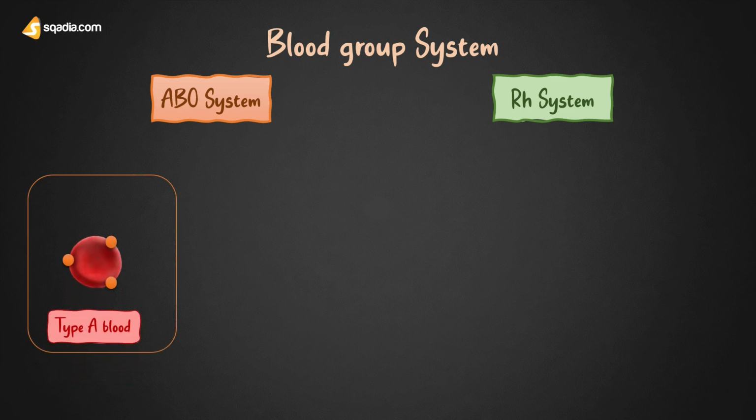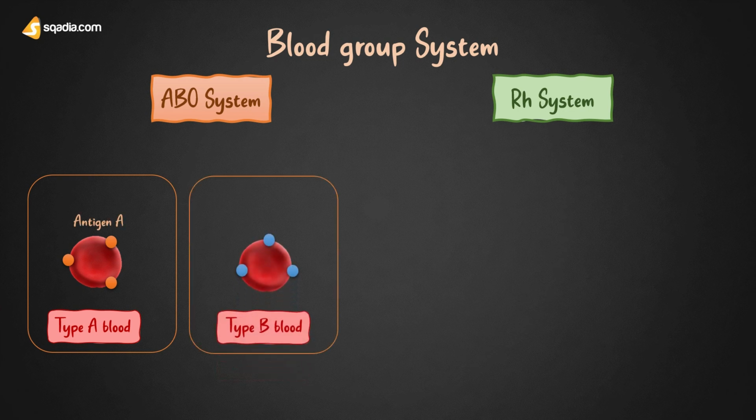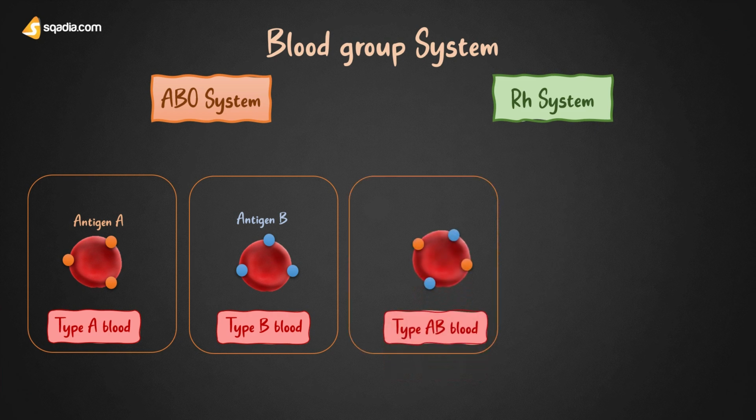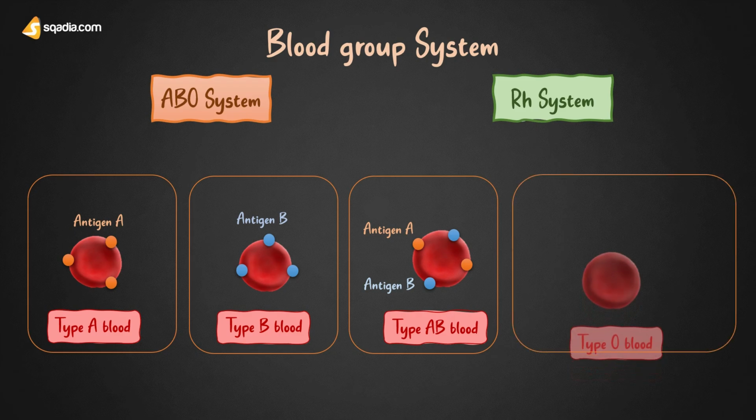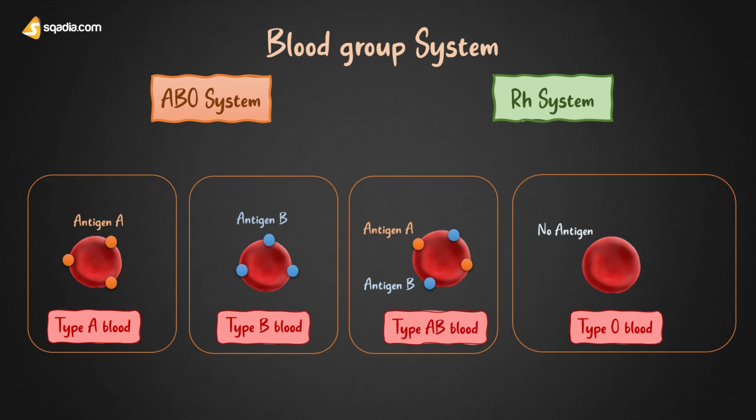Type A blood, if only antigen A is present. Type B blood, if only antigen B is present. Type AB blood, if both antigens A and B are present, but is the least common type. And the fourth type is type O blood, the most common type, where no antigen is present on erythrocytes.